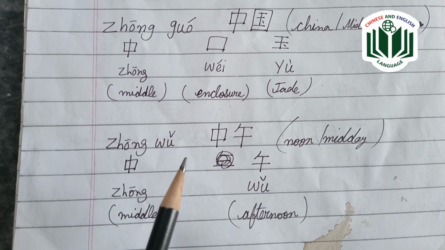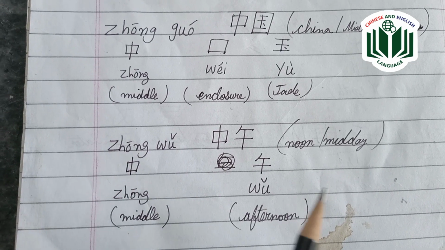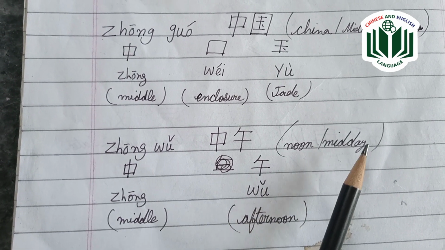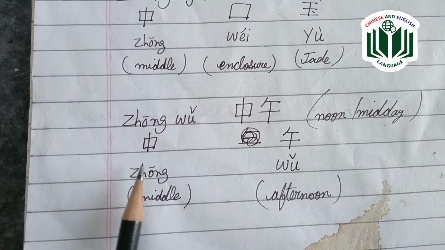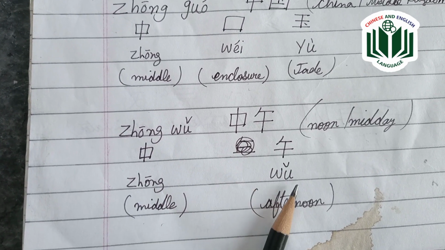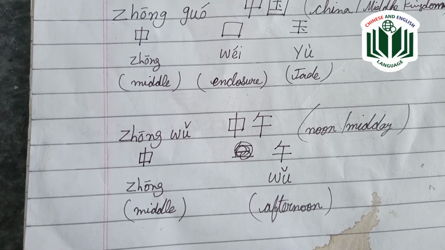Zhōngwǔ. Zhōngwǔ means noon, midday. It has the radicals zhōng, middle, and wǔ, afternoon.